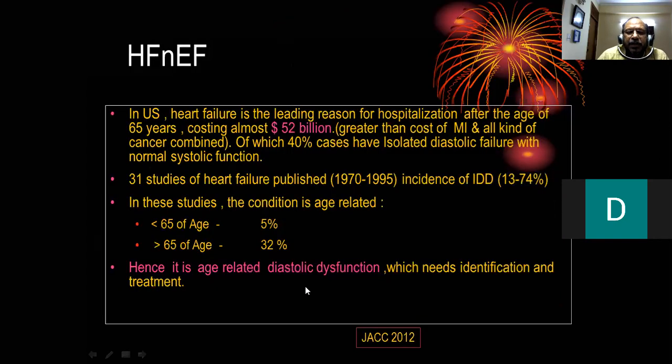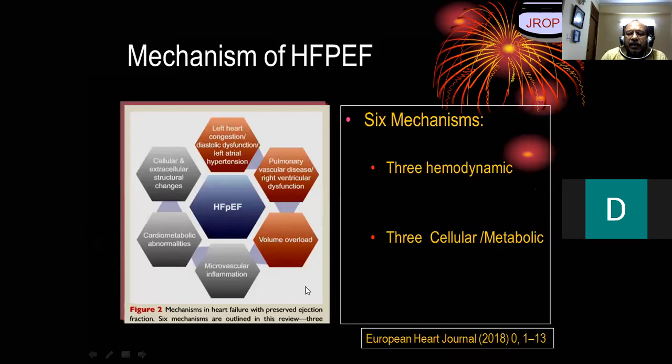So let's get back to etiopathogenesis. Look, this was just published in 2018. Regarding the mechanisms of heart failure with preserved ejection fraction, 6 mechanisms were outlined in this review. There were 3 hemodynamic and 3 cellular metabolic. What were the 3 hemodynamic mechanisms? Left heart congestion, diastolic dysfunction, left atrial dilatation, and hypertension. Then pulmonary vascular disease and right ventricular dysfunction, and volume overload. These were the 3 hemodynamic mechanisms.